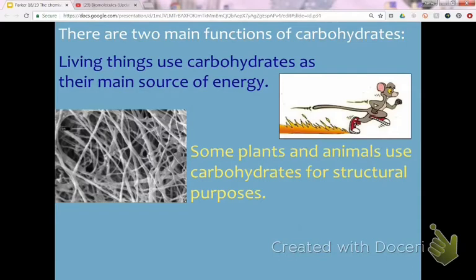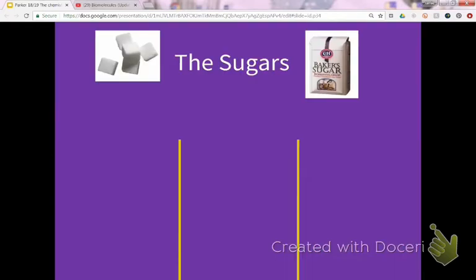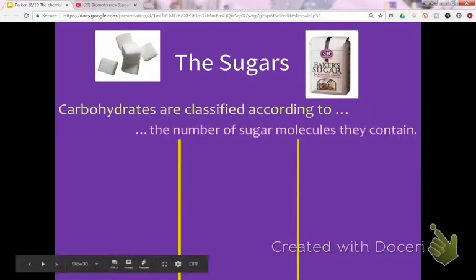Potatoes are made of carbohydrates. Okay, and the smaller molecules that make up carbohydrates are simple sugars such as glucose. All right, the sugars. So carbohydrates are classified according to how many sugars they have, according to the number of sugar molecules they contain.